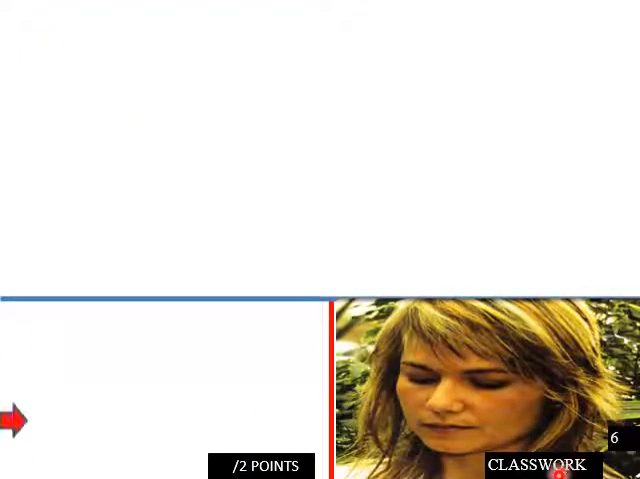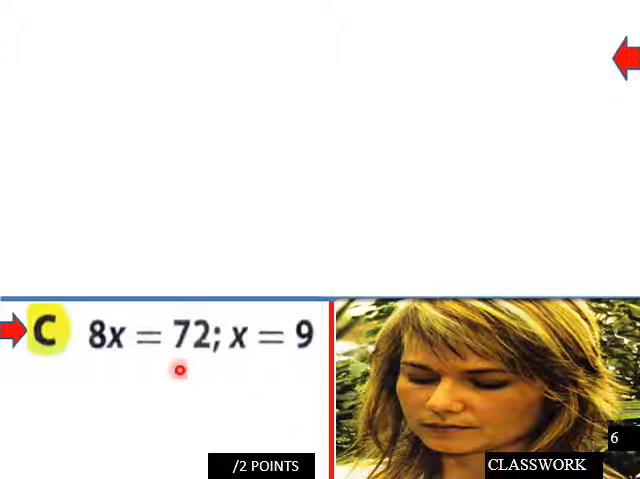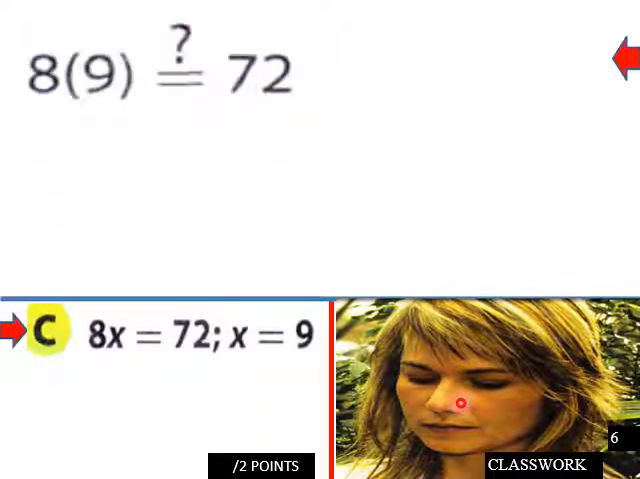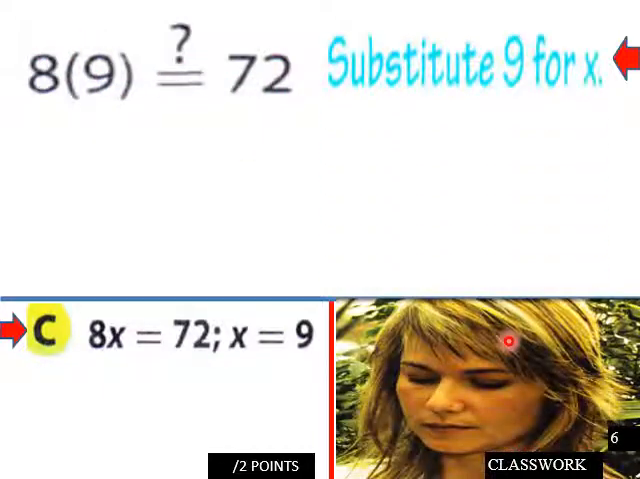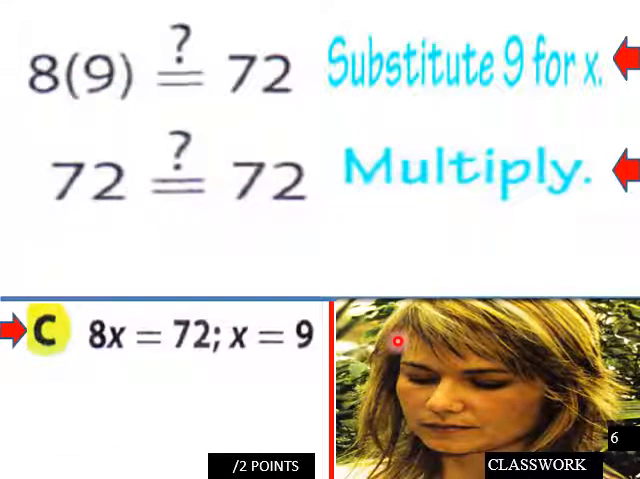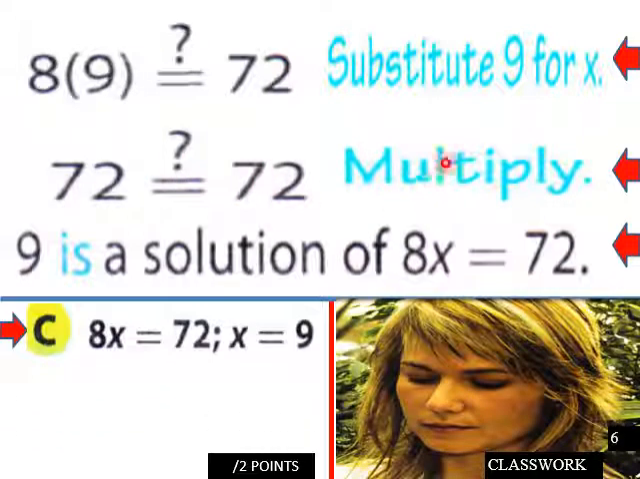Page 6 of our classwork here. 8x equals 72 and x equals 9. So we're going to check that now. 8 times 9, does that equal 72? Substitute 9 for x. We plugged it into this expression here. And then 72, does that equal 72? Yes. So 9 is a solution of 8x equals 72.